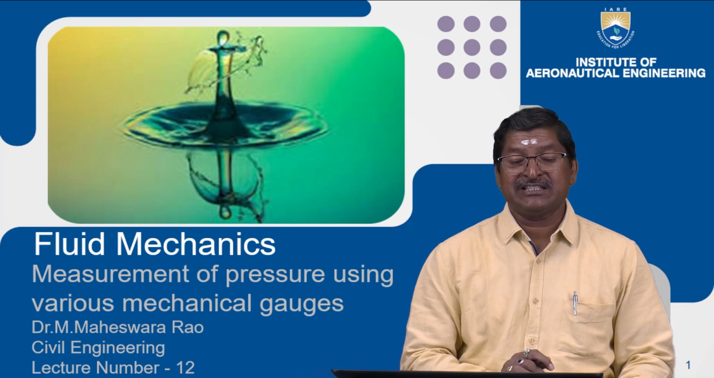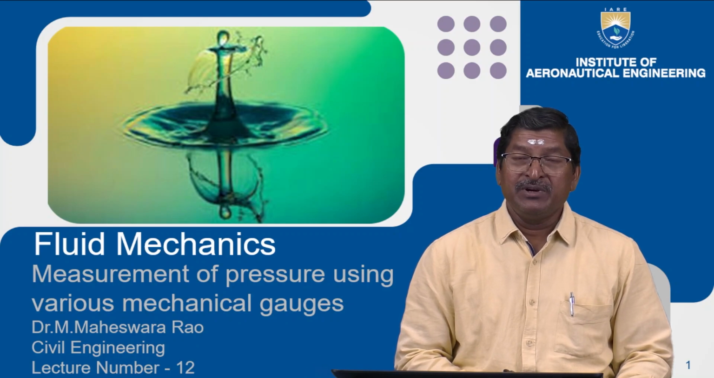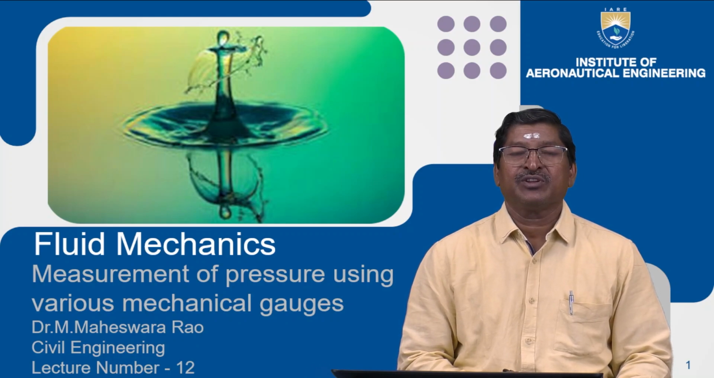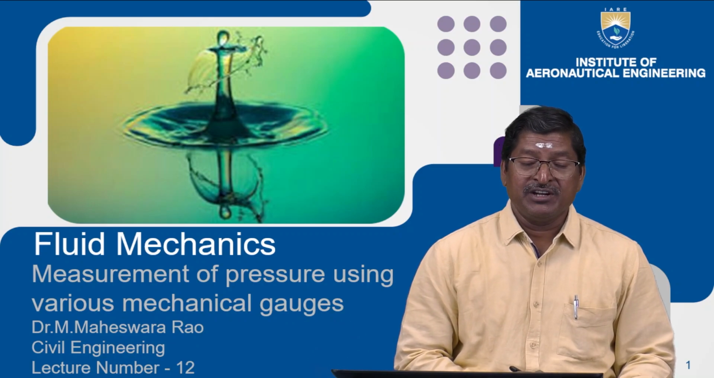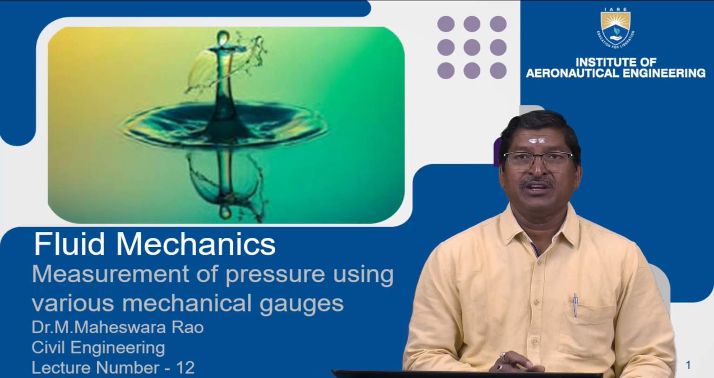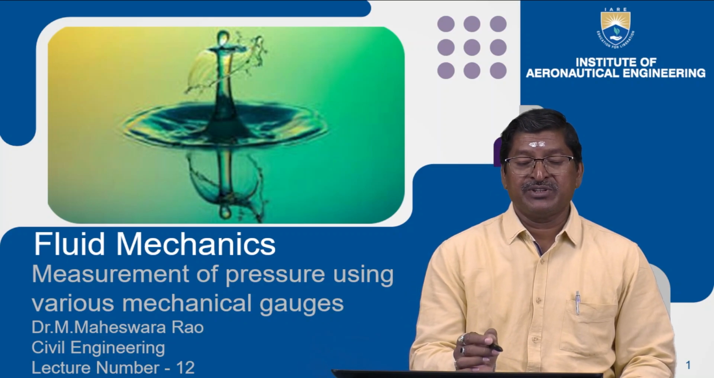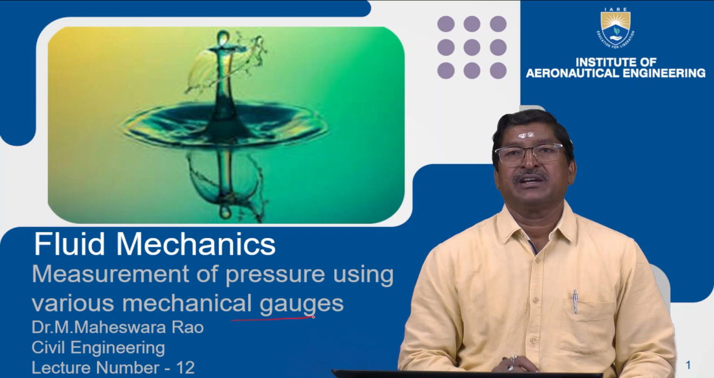What is the existing pressure? If it is beyond the limits of that pipe pressure, then we have to reduce the pressure. So that's why the measurement of pressure is needed. The pressure can be measured by using the various mechanical gauges.